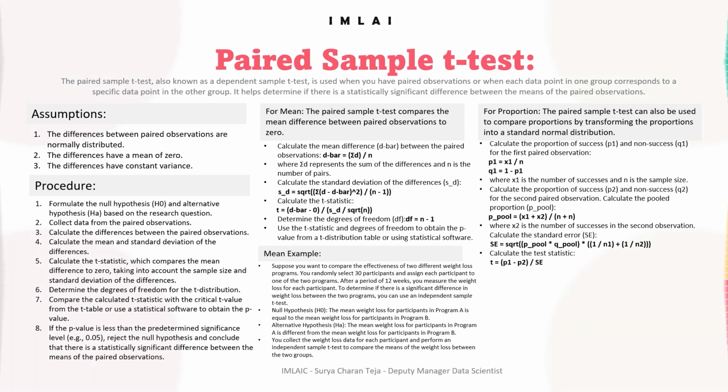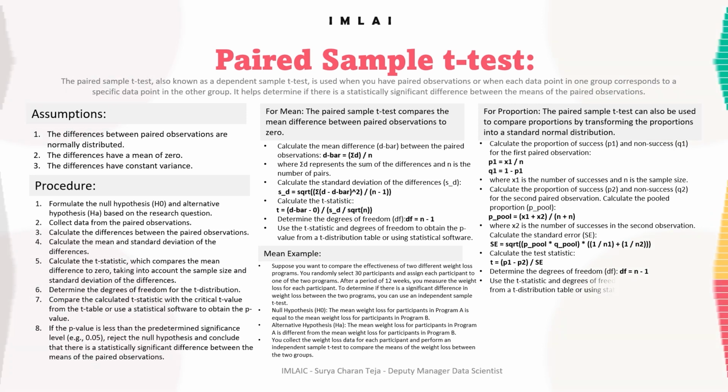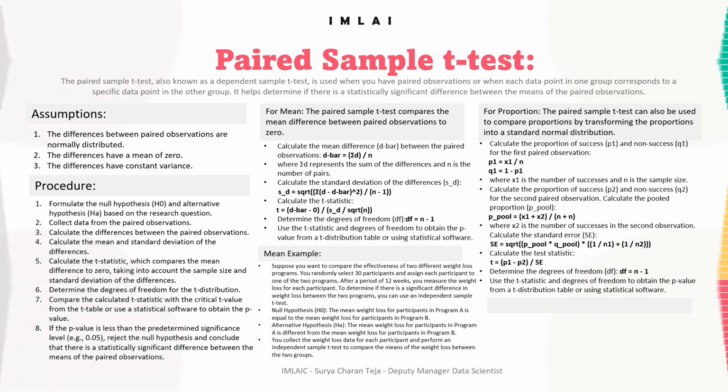So now calculate the t statistic using p1 minus p2 divided by standard error. Then we have to determine the degrees of freedom. Df is equal to n minus 1. Use the t statistic and degrees of freedom to obtain the p-value from a t distribution table or using a statistical software, and finally you can compare the level of significance with respect to the observed t statistic to determine whether it is significant or not.